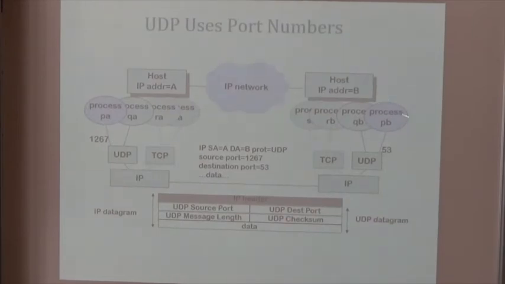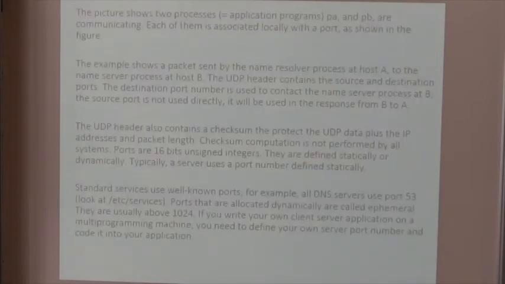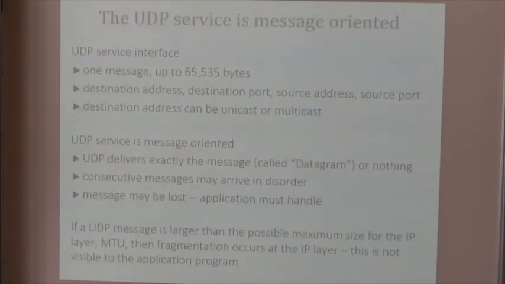So when this guy will respond with the answer to the DNS query, the destination port number will be 1267, so the operating system will know which process should receive the information. There are a few things in the UDP header that we will not discuss now.